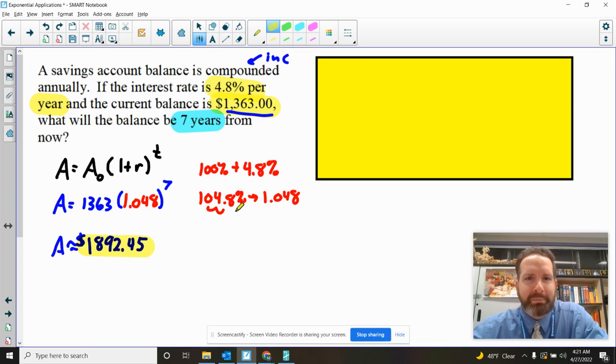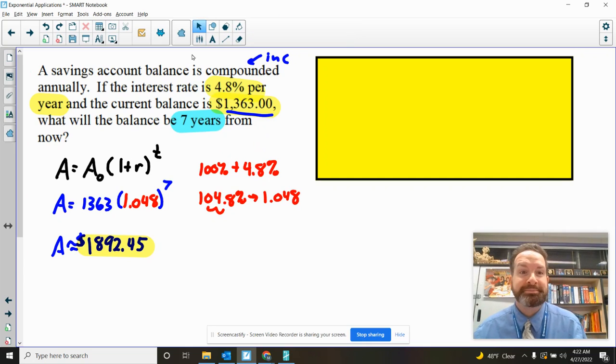I don't want to burst your bubble, but it turns out that if you go to an actual bank and have just a savings account, your interest rate is never this high. I think my current interest rate on my savings account is something like 0.02%. It's a very small number, so it's not really a way to get rich.